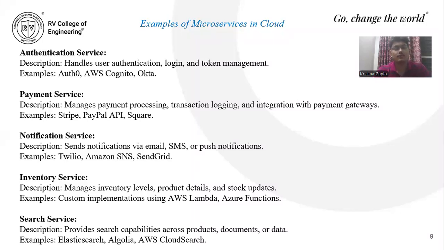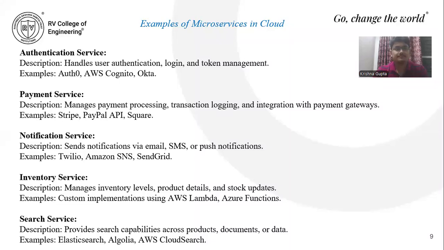Authentication service. This helps to authorize and authenticate the users who are logging into any application which you have built. So we can use Auth0, AWS Cognito, and Okta for this authentication service purpose. Then we are having payment service. If you are building any e-commerce platform, we need a payment service for performing transactions, for integrating our application with the payment gateways for payment processing. So we can use Stripe, PayPal, and Square for this purpose.